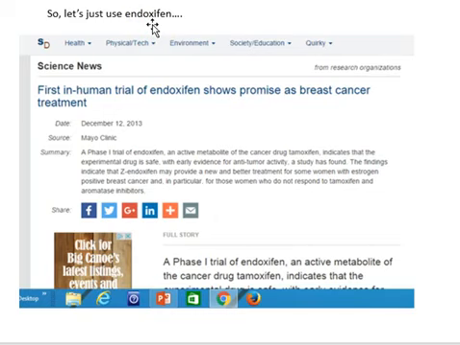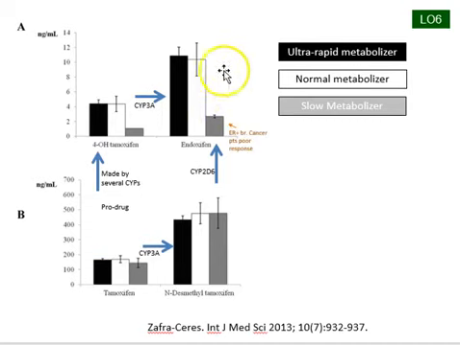Okay, and so what the medicinal chemists have done is that they've now made an endoxifen molecule that's more stable. Okay, they call it Z-endoxifen, and they've put it through phase 1 trials, to basically close this gap here, because we know that some patients just can't metabolize this drug.